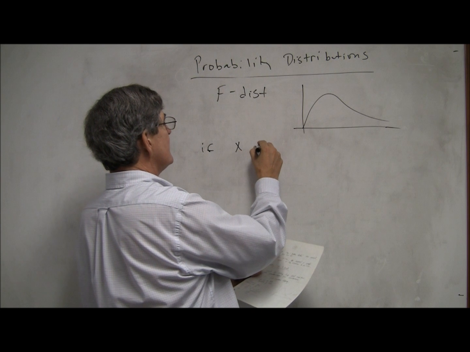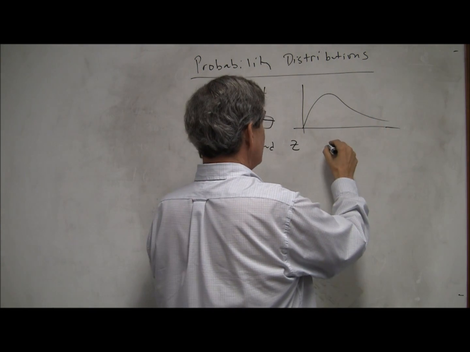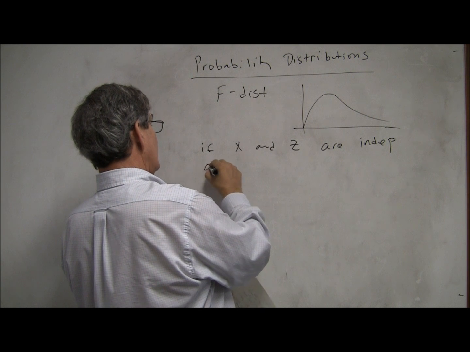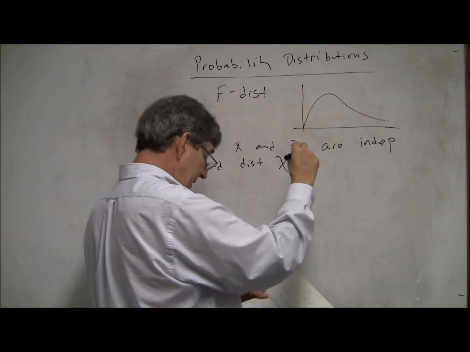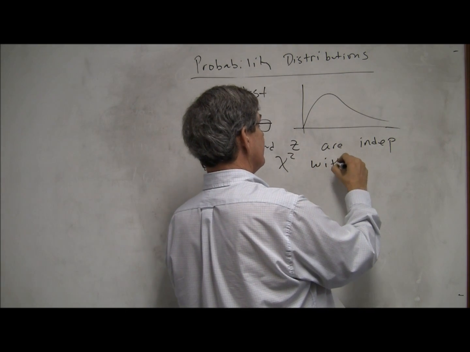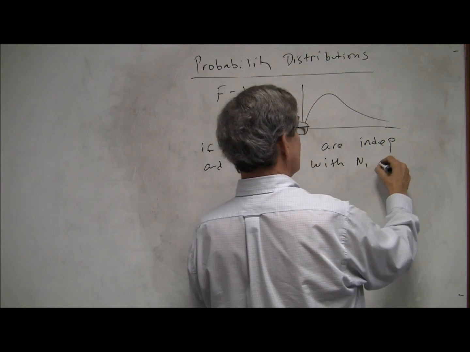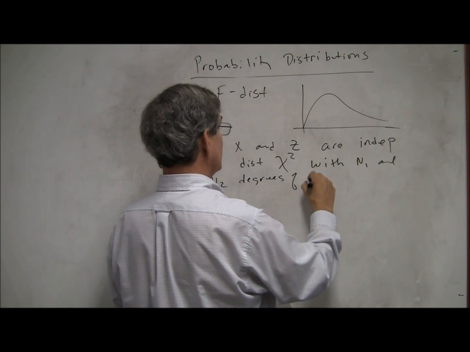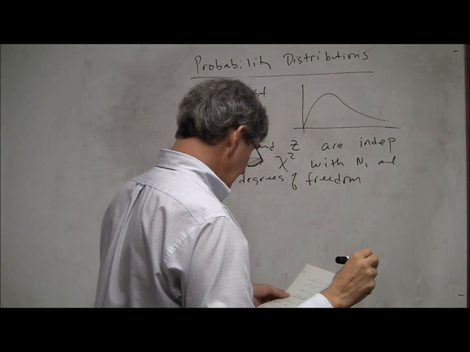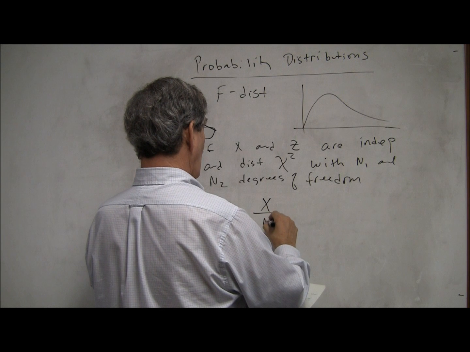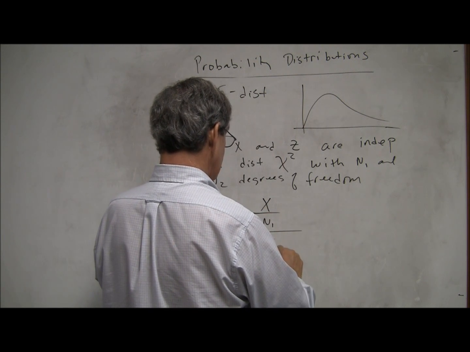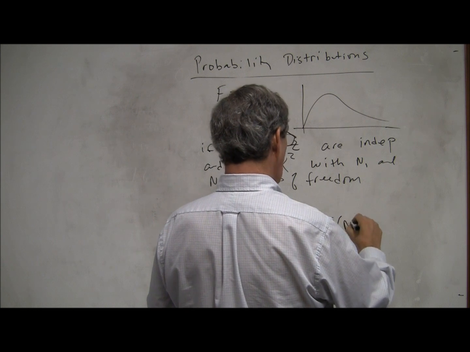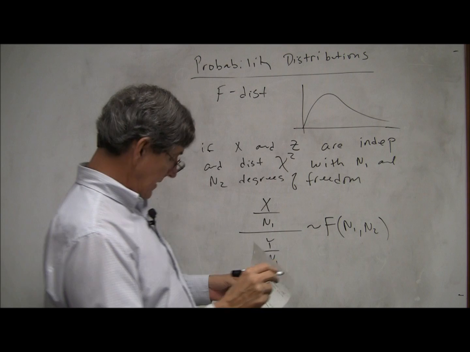If x and y are independent and distributed chi-square with n1, n1 is for x, you might call that nx, and n2 degrees of freedom, then x over n1 divided by y over n2, x over its degrees of freedom, y over its degrees of freedom, is distributed F with n1 and n2 degrees of freedom.